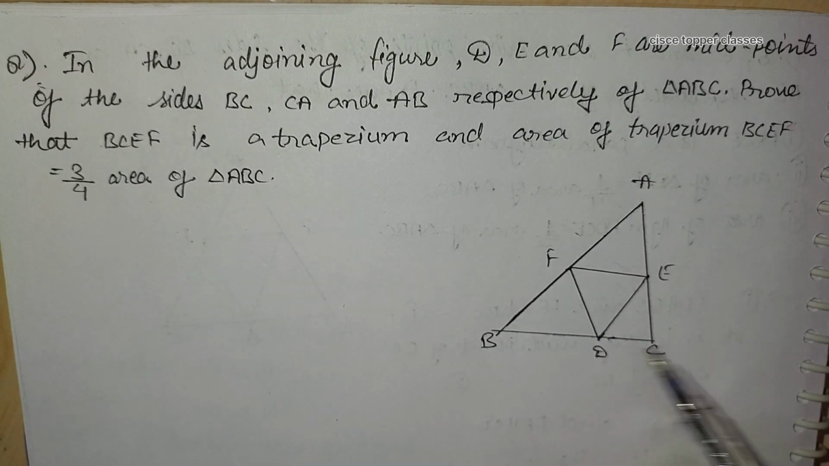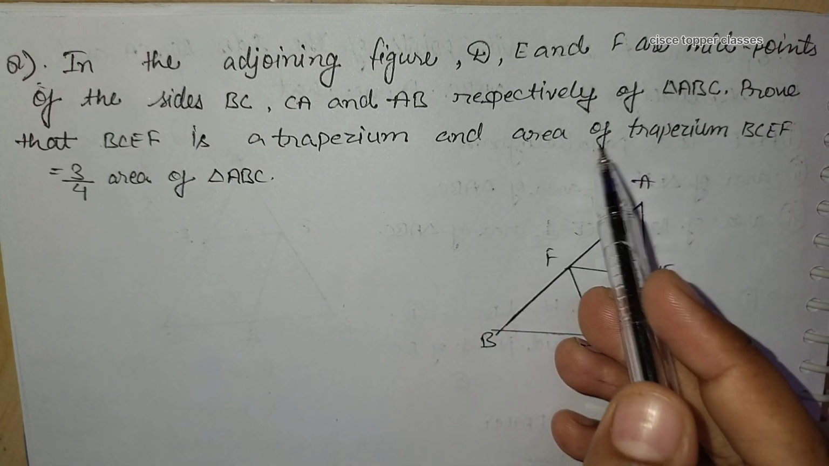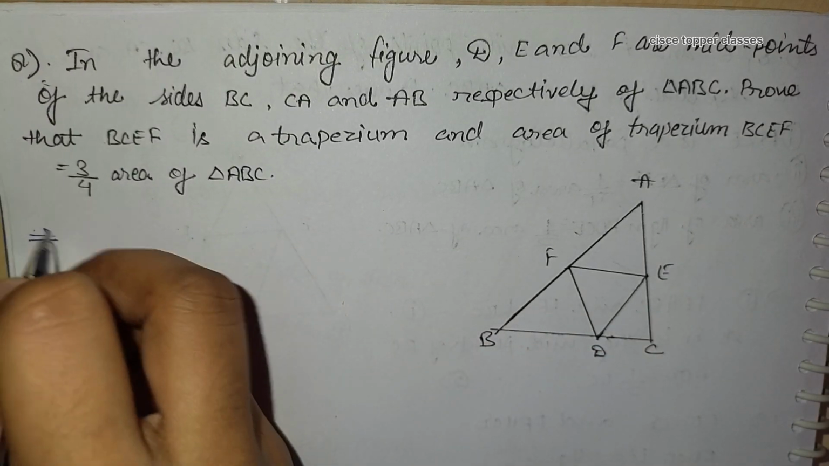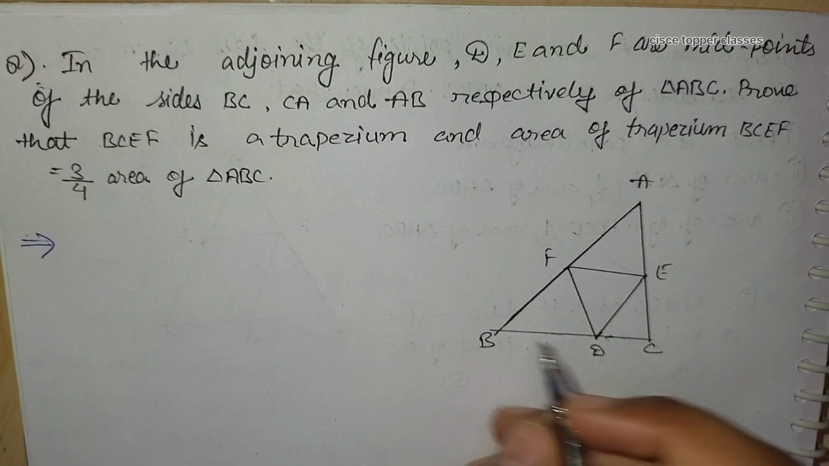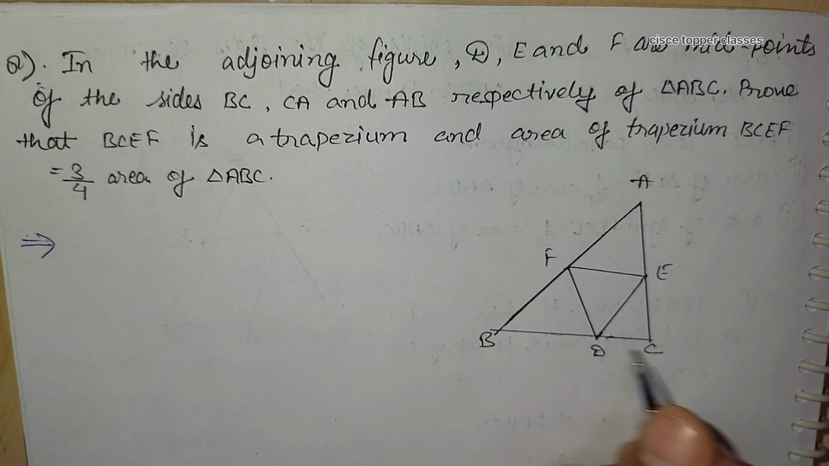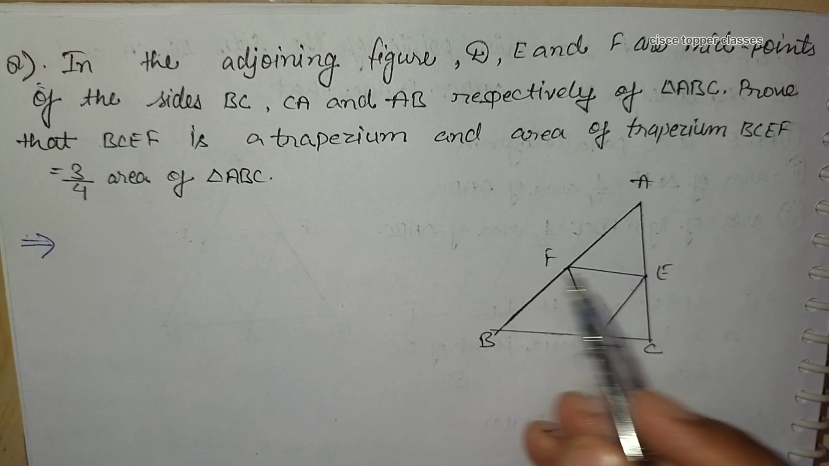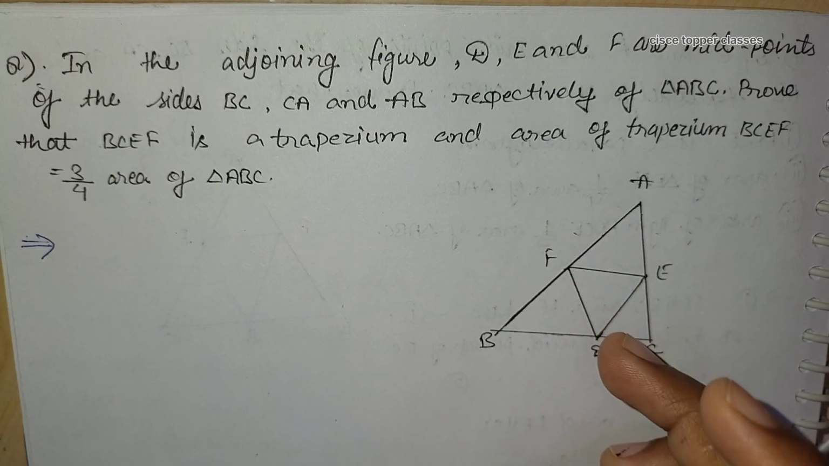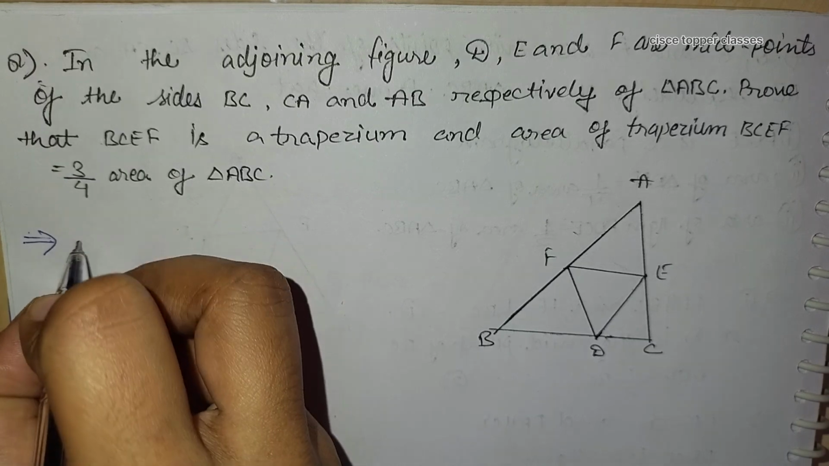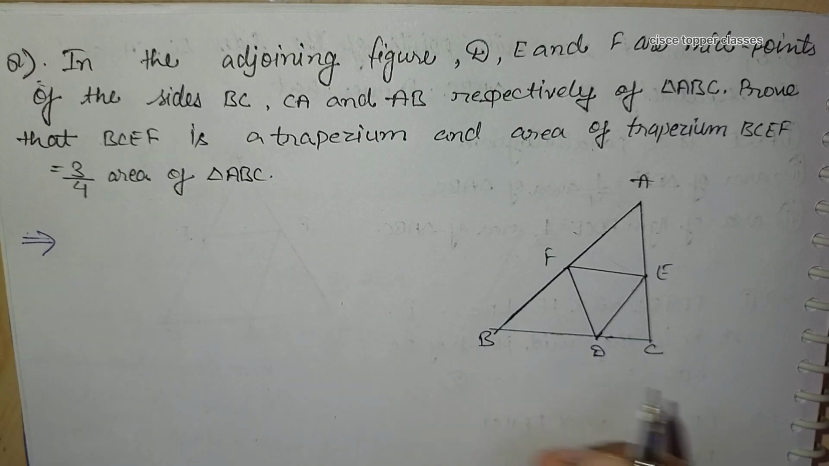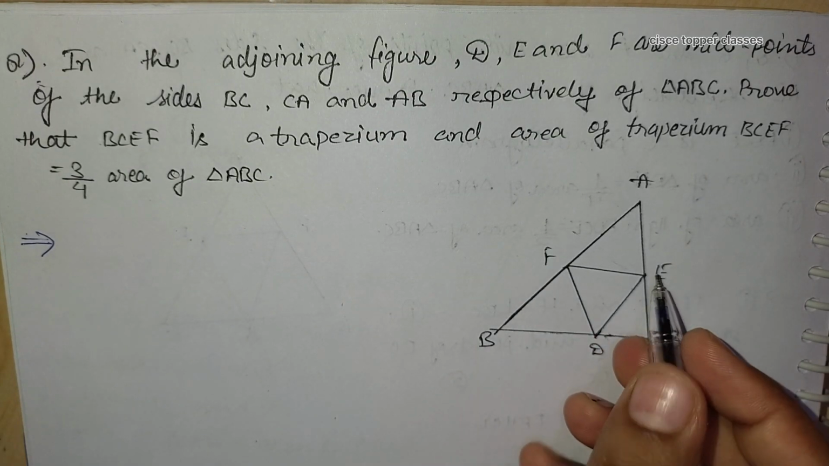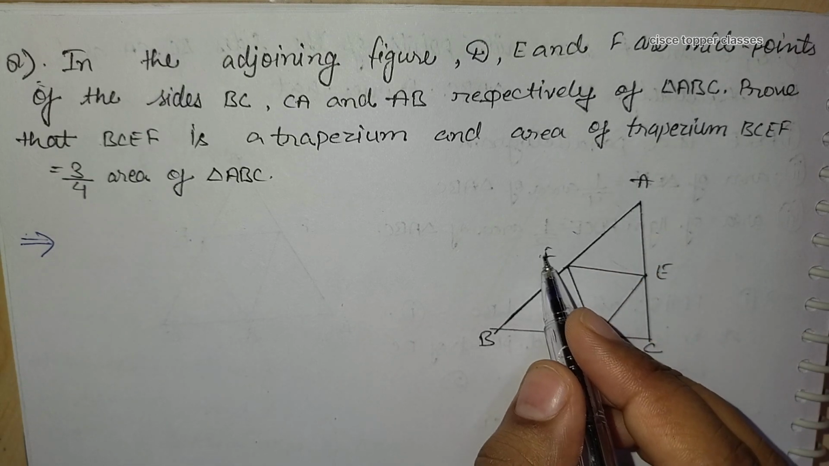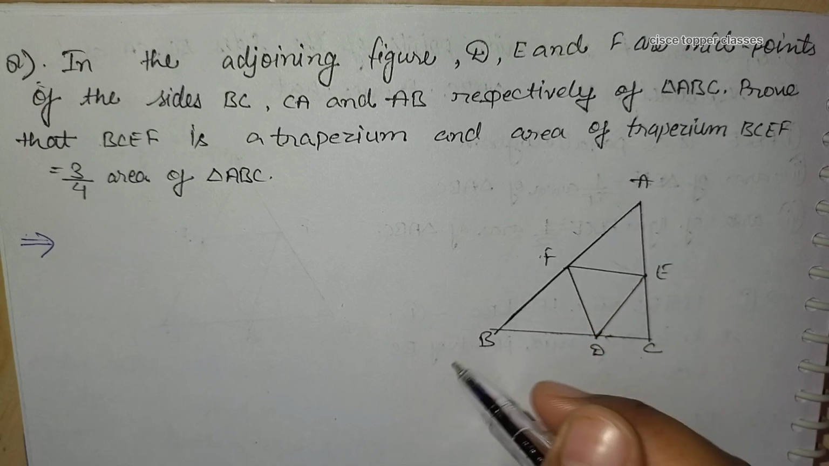Then prove that BCEF is a trapezium and area of trapezium BCEF is equal to 3 by 4 area of triangle ABC. So here we have three parallelograms: BDFE, DCFE, and AFDE. These are three parallelograms and the diagonals divide them into two equal congruent triangles. So here we can write that area of triangle FBD, area of triangle EDC, plus area of triangle AFE, and area of triangle FED, is equal to area of triangle ABC.